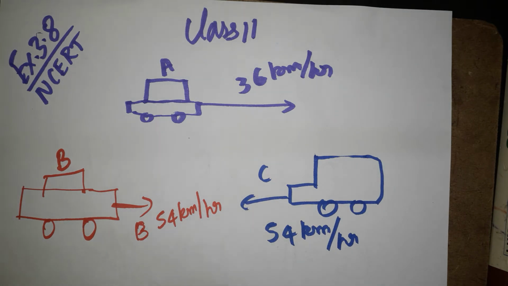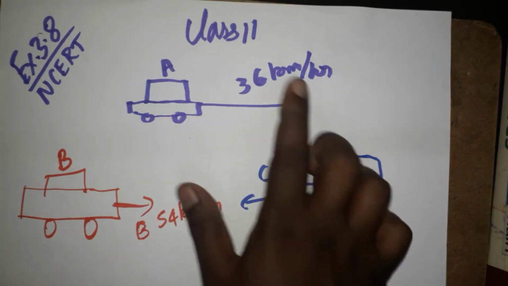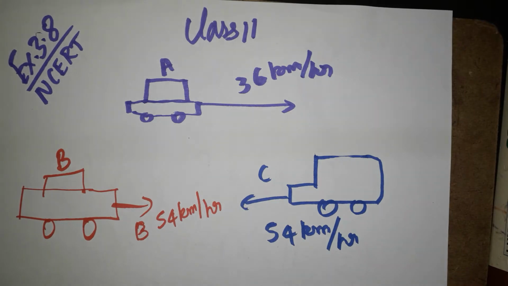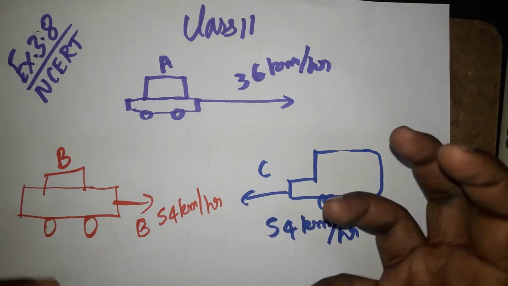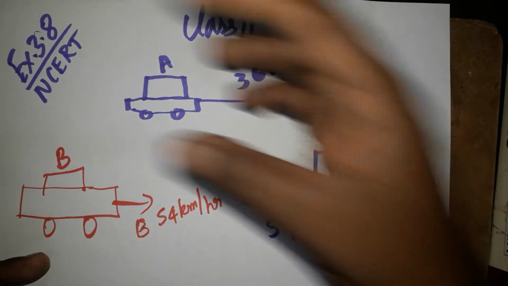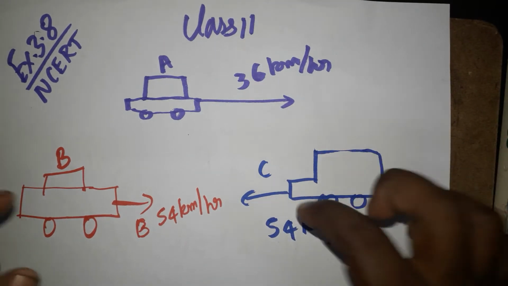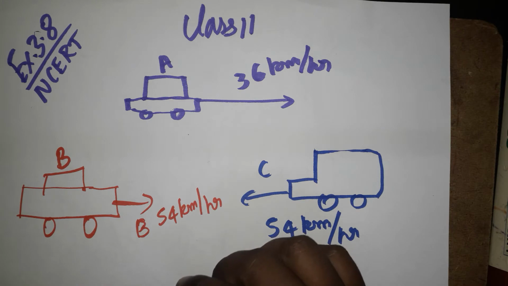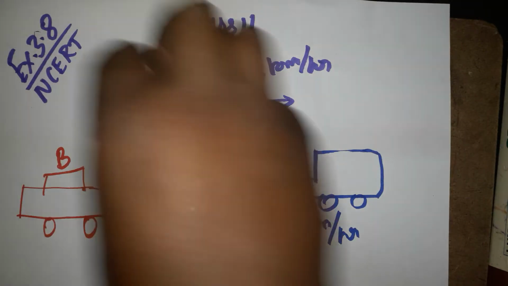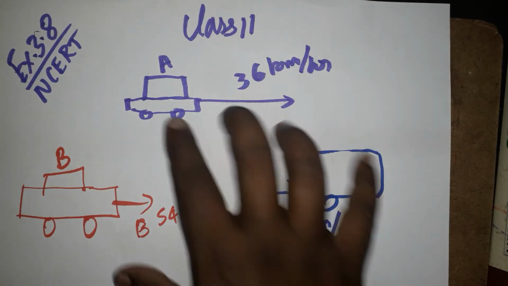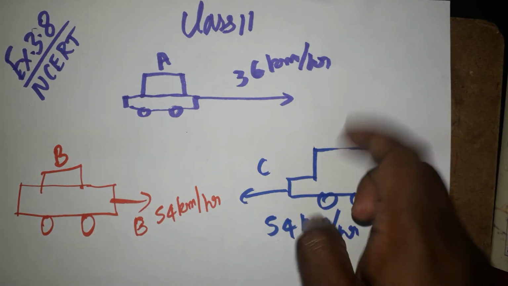There are three cars given. Car A is moving this side at 36 km per hour. Cars B and C are in opposite directions. C is opposite to A, like that is given in the question. Both are 54 kilometer per hour. These three cars are moving like this. A and B are on the same side, C is on the opposite side.